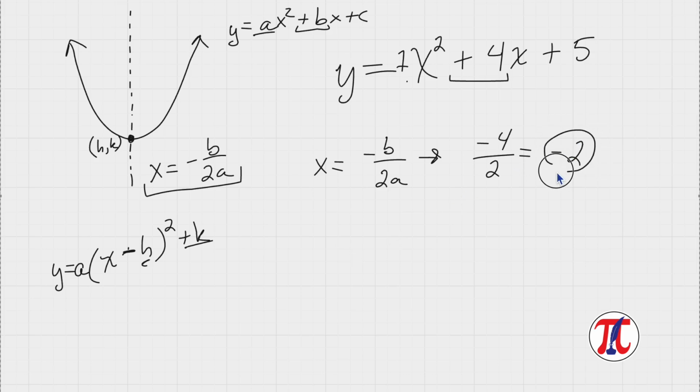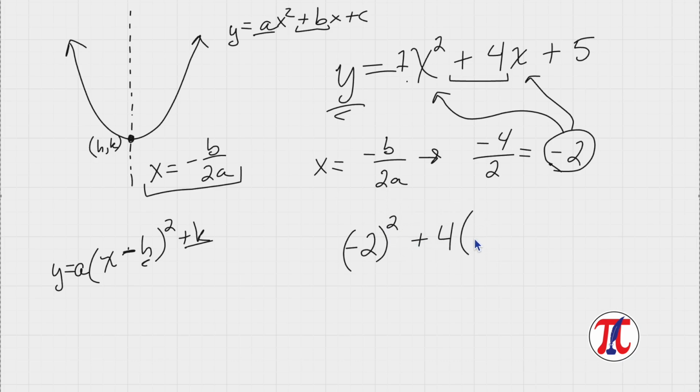So now that I have the x value of my vertex, I can just put that into my standard form of the quadratic, and the y value is going to be the y value of my vertex. So if I put in negative 2, I've got to be careful because it's negative. If I'm putting it in exactly for x, negative 2 quantity squared plus 4 times x, which is negative 2, plus 5. And that's going to be the y value of my vertex. In this case, actually, I can just call it k.